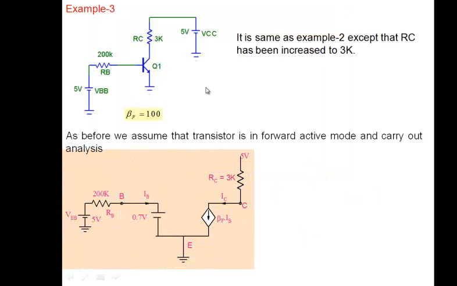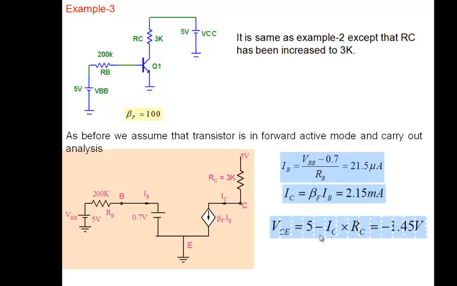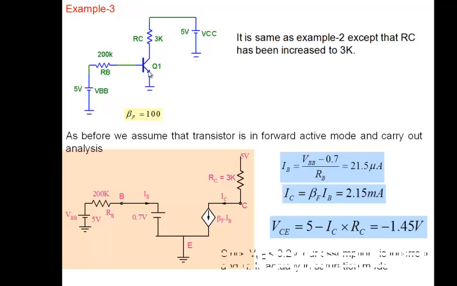As usual, we assume it to be in forward active. So we substitute a model. We go through our IB, IC, VCE. Note the value. Minus 1.45. So obviously something is wrong. Something is wrong, which tells us that our assumption that the transistor is in forward active mode is obviously wrong. If it were in forward active mode, as we saw, VCE would have come out to be larger than saturation voltage here. So this is clearly telling us that our assumption is wrong. If it is wrong, we have no other possibility except that the transistor is in saturation region. So now we have to redo the analysis here.